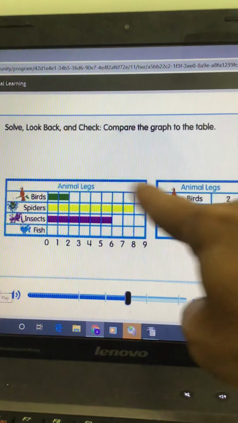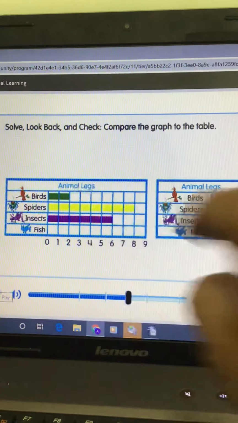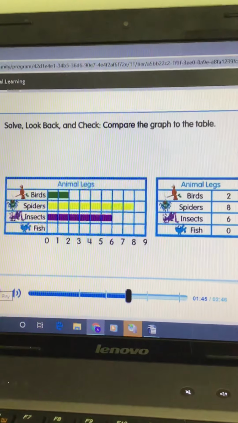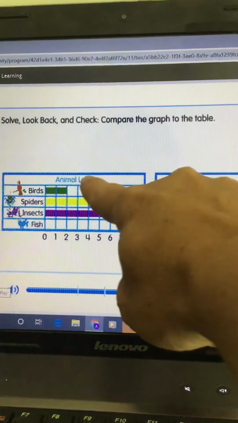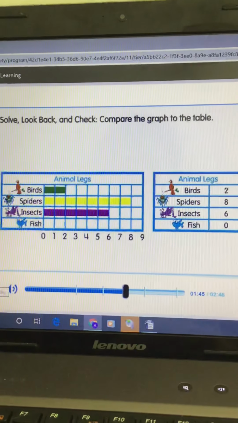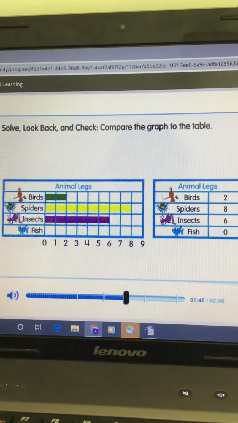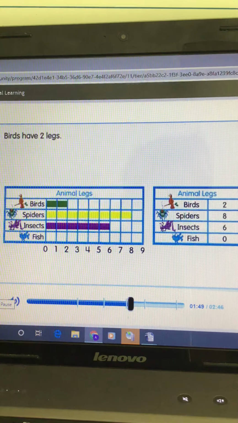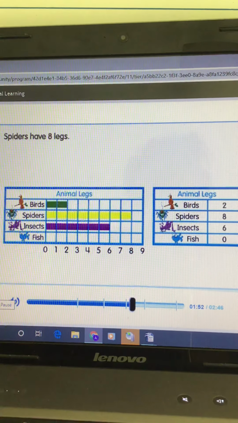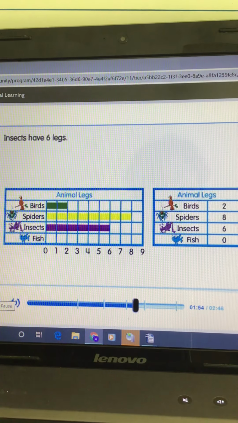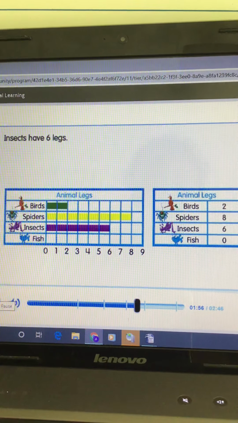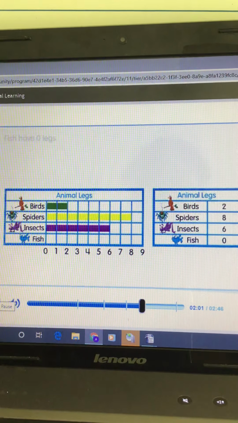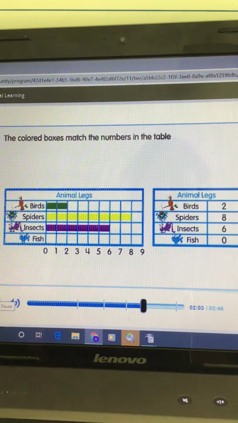So birds have 2 legs. They filled in 1, 2 boxes. Spiders have 8 legs, filled in 8 boxes. For each thing on the chart or on the table, they filled it in on the graph. Birds have 2 legs. Spiders have 8 legs. Insects have 6 legs. Fish have 0 legs. The colored boxes match the numbers in the table.